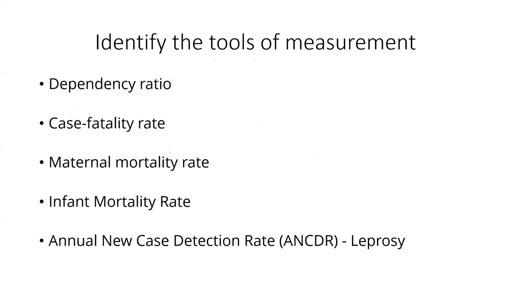First, what I'm trying to say is, the word rate you will see cropping up everywhere, but actually those are not rates. Case fatality rate actually is a proportion. Maternal mortality rate is a proportion. If you look very closely, infant mortality rate is calculated using life tables. It is a ratio. And annual new case detection rate is also a proportion. So rate is a word which is commonly used even when it is not a rate.